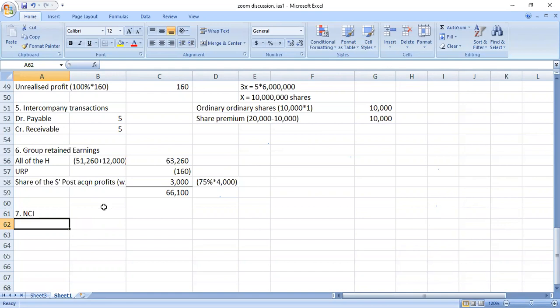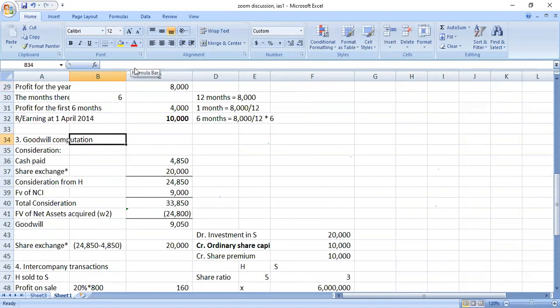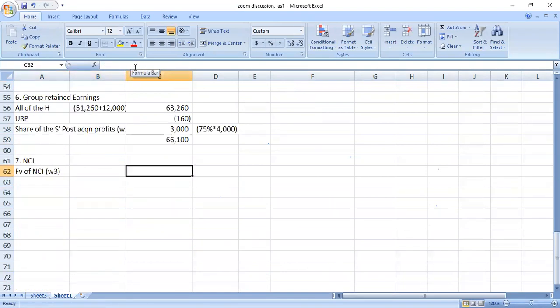So what falls under non-controlling interest? I think David was asking about that. What falls here is the fair value of the non-controlling interest. Usually this figure is given, but in case it's not given in the additional information, you have to work it out, and this will be under working number 3, the goodwill. So what was the figure? I think it was 9,000. This one was given. Fair value of non-controlling interest, 9,000. So you come and bring the 9,000 here.